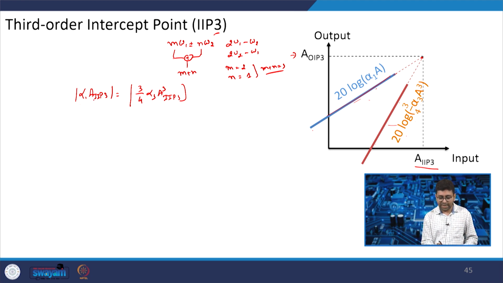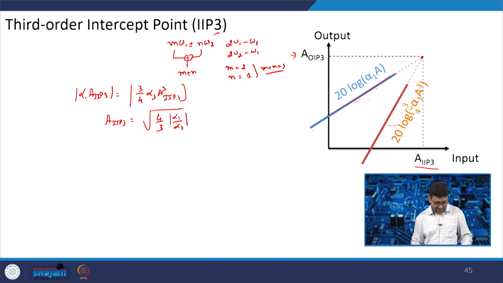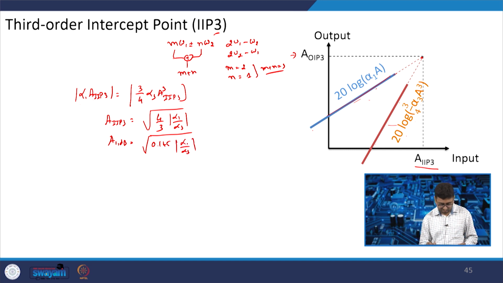That is why we have written AIIP3. So, we can write AIIP3, which is equal to square root of 4 by 3 alpha 1 by alpha 3. You can observe that this equation looks similar to the equation that we derived for the 1 dB compression point. So, we can also write A 1 dB, which is equal to 0.145 alpha 1 by alpha 3.